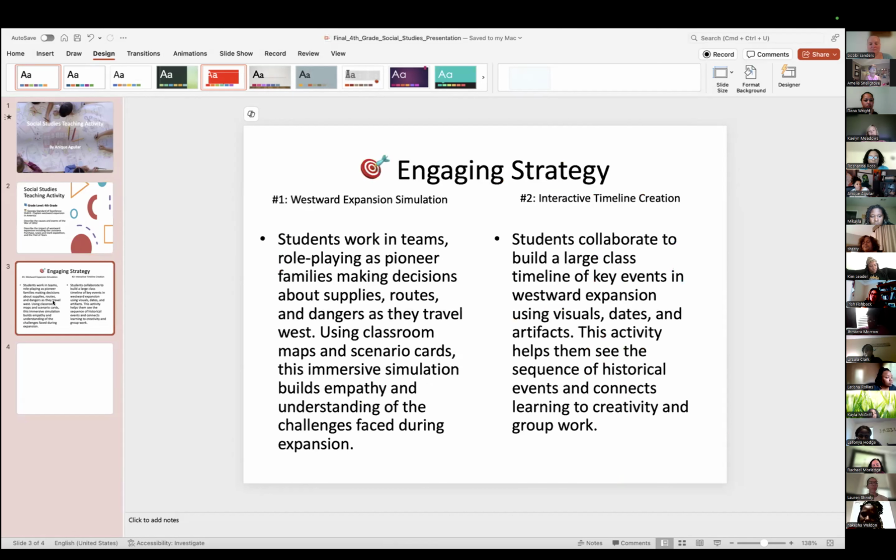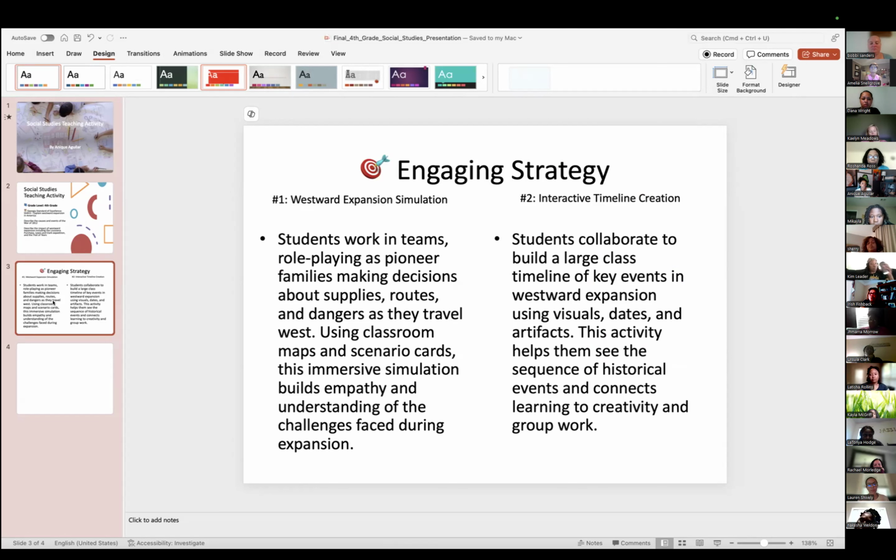I have two engaging activities. One would be the westward expansion simulation, where the students are going to work within teams and role play as pioneer families make decisions about supplies, routes, and dangers as they travel west. So this is a physical activity. They're going to have to move around amongst each other and figure out using the classroom. The classroom is going to be the map and they're going to map out with scenario cards as well. So this is an immersive simulation that builds empathy and understanding of the challenges that they face during the expansion. So the classroom will be the map itself. So they will choose their placements as they're moving along.